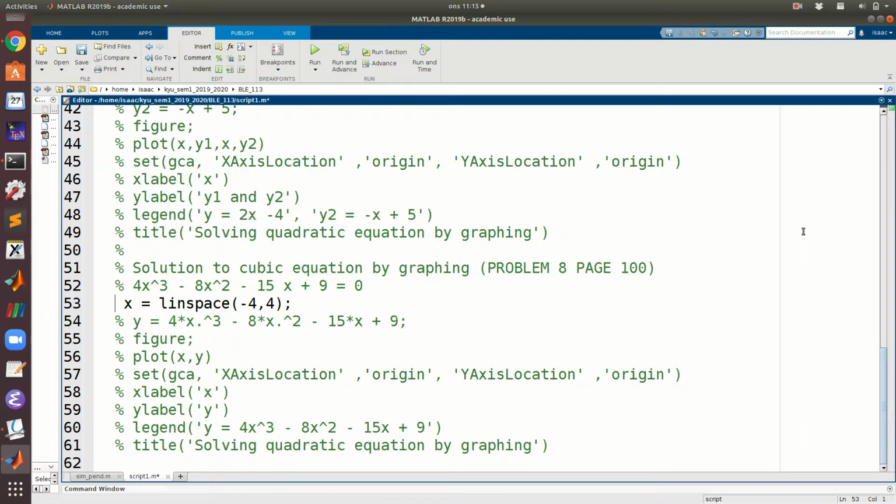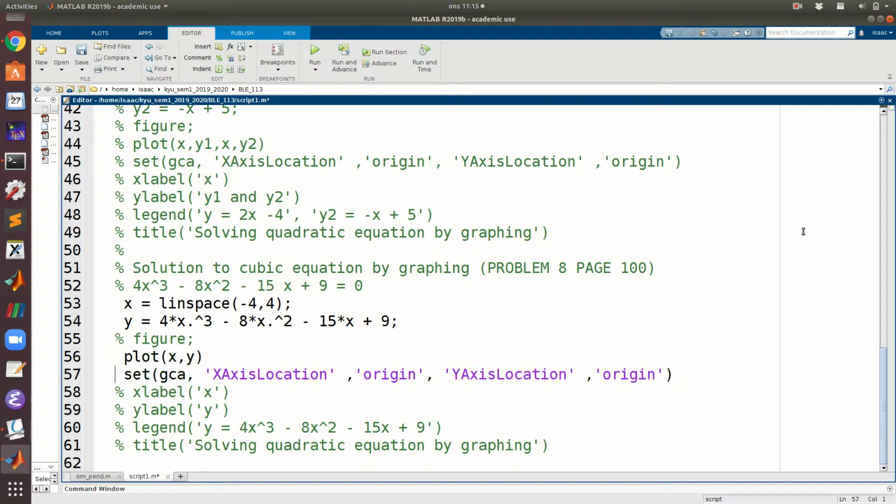x is equal to linspace, equally spaced values for x between -4 and 4, and then we write our y, 4 times x cubed minus 15 times x plus 9, and then I don't need that because I'm running each one by one. Then we put our plot. I want to plot the x-axis and the y-axis at the origin. You can always try commenting this and not running it, and then you'll see what will happen.